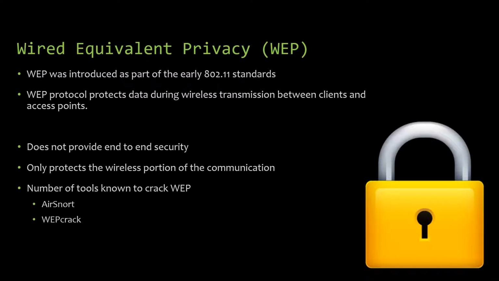So now we're moving into Wired Equivalent Privacy, which was introduced as a part of the 802.11 standards, and basically it was put there to protect data during wireless transmissions between clients and access points. However, it didn't provide end-to-end security, so there was a vulnerability there, and it only protected the wireless portion of the communication. So that ended up becoming a problem.